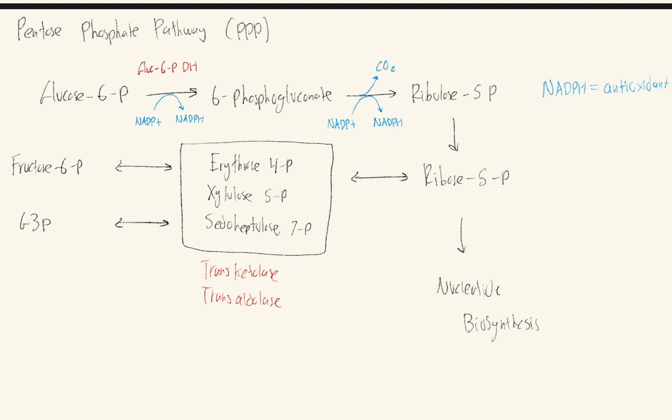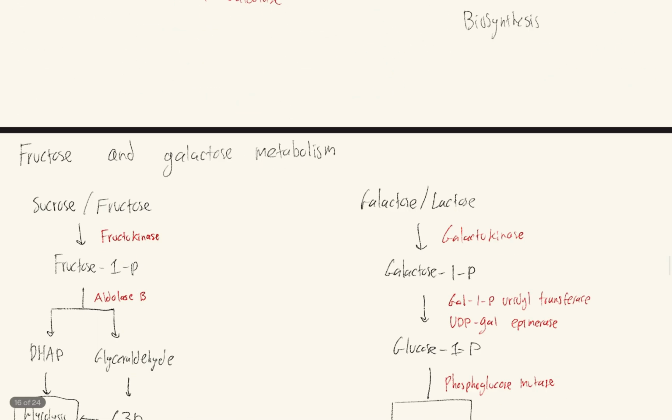The last thing I would like to emphasize is that there is a pool of sugars of varying carbons, like 4, 5, and 7, that are all in equilibrium, and they are all interchangeable between ribose 5-phosphate and these glycolysis and gluconeogenesis intermediates. They use the enzymes transketolase and transaldolase, and that's really all that needs to be said about the pentose phosphate pathway. Heavy emphasis on nucleotide biosynthesis and antioxidant properties of NADPH.